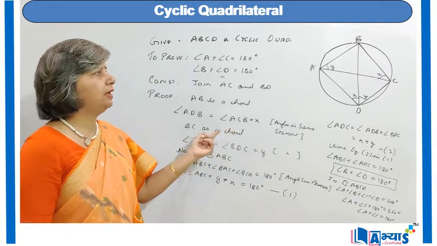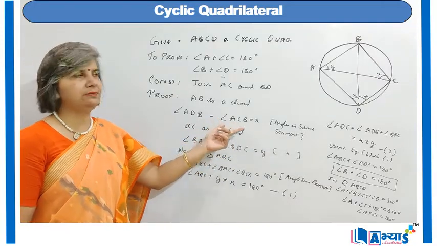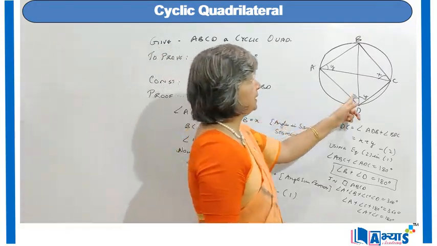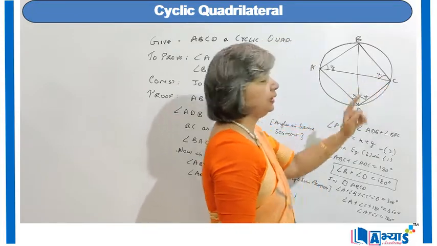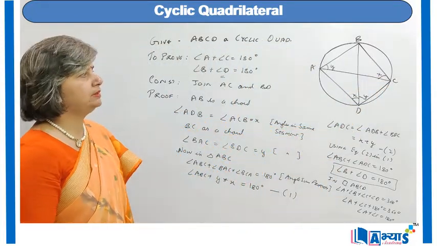We have taken the value as x. So both the angles are in the same segment. So ADB is x and ACB is also x. We have identified them as x.